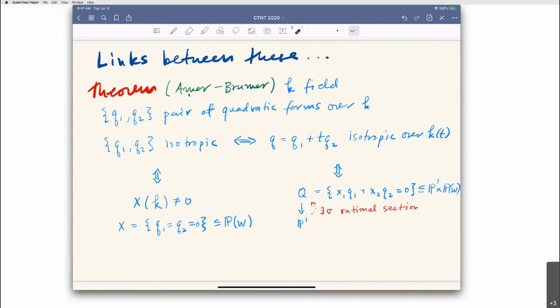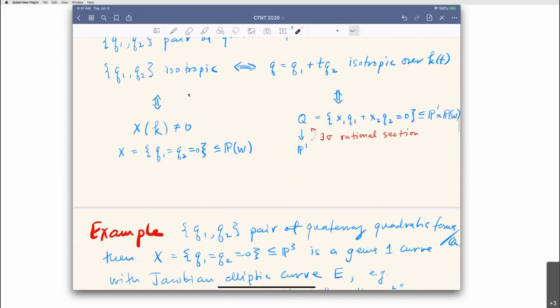But then, as a quadric bundle, you might ask whether this map to P1 has a rational section, and the existence of such a rational section is exactly equivalent to the existence of an isotropic vector here. So these two statements, whether some complete intersection of two quadrics has a rational point, and on the other hand, whether some pencil of quadrics has a rational section, are actually equivalent statements by this Amer-Brumer theorem.